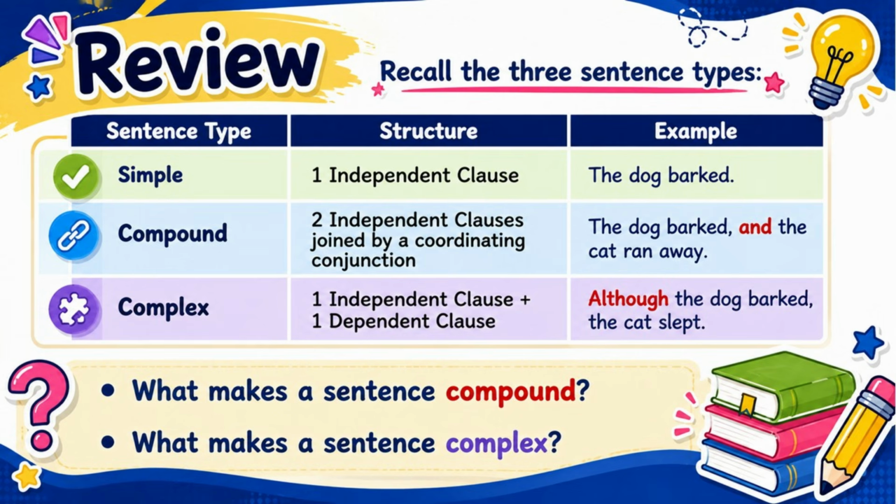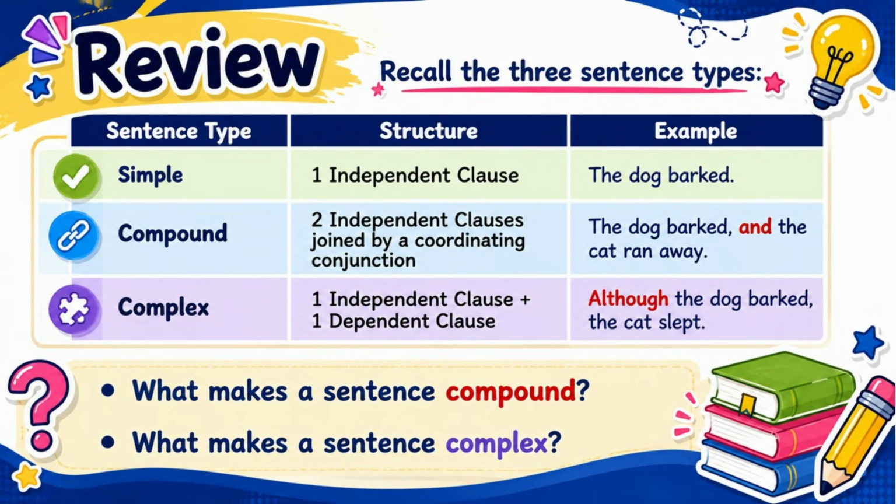Let us have a review. Let us recall the 3 sentence types. Sentence type: simple. Structure: 1 independent clause. Example: the dog barked. Compound: 2 independent clauses joined by a coordinating conjunction. Example: the dog barked and the cat ran away.